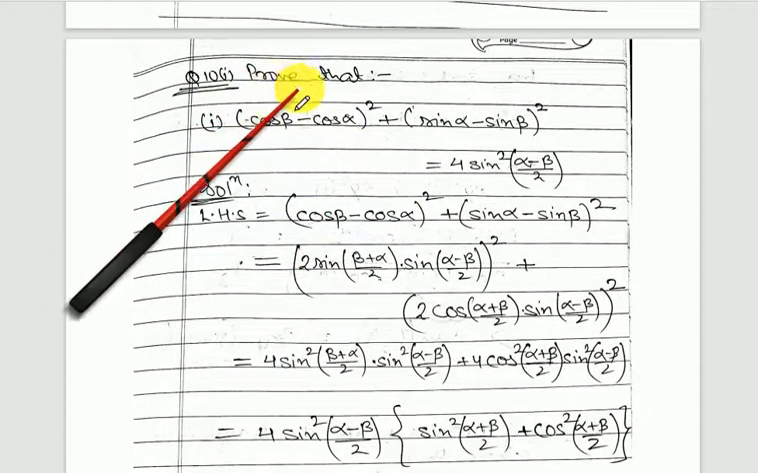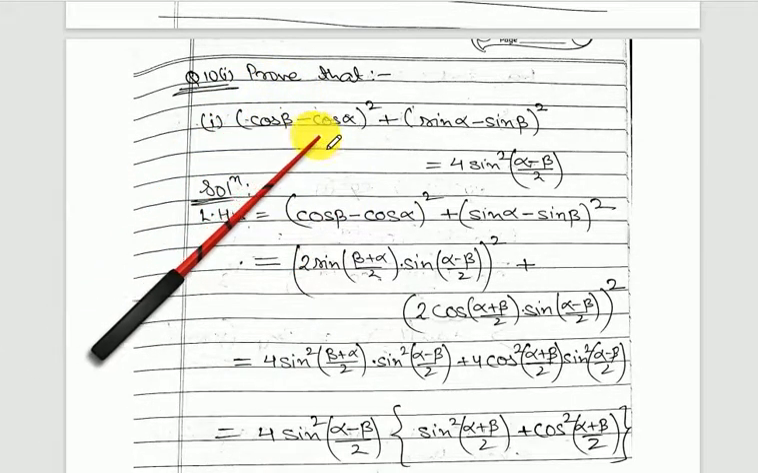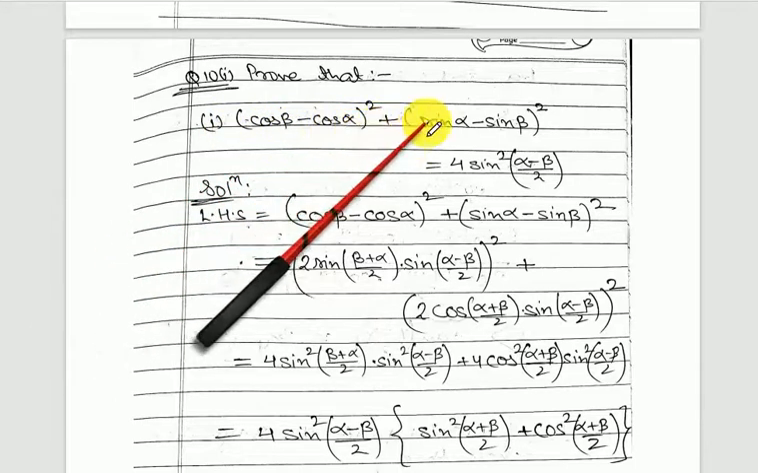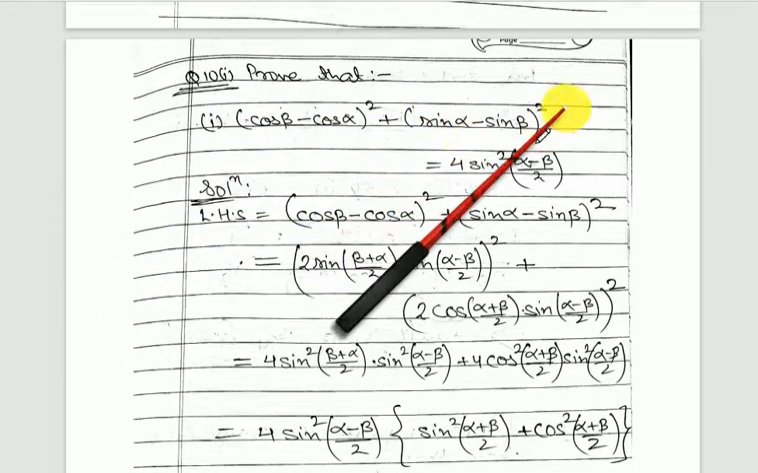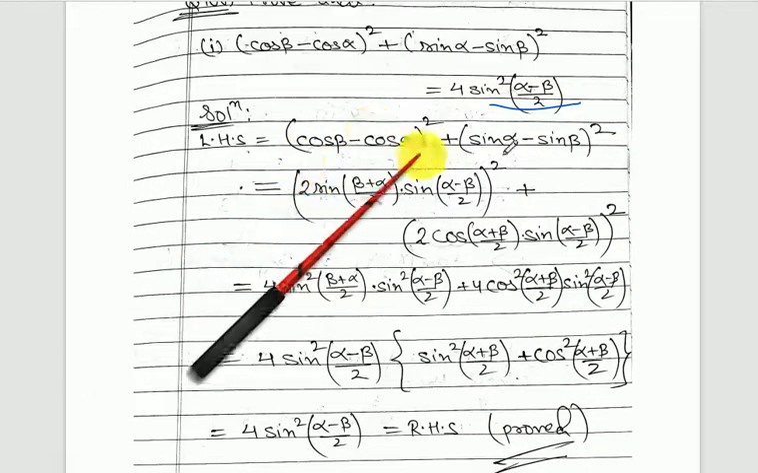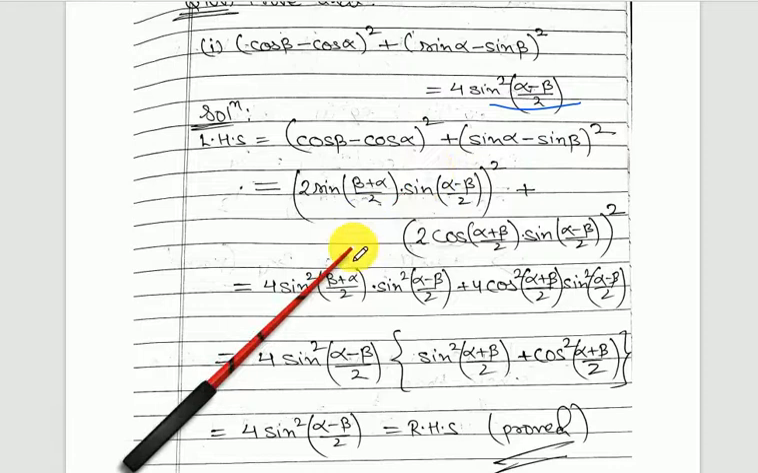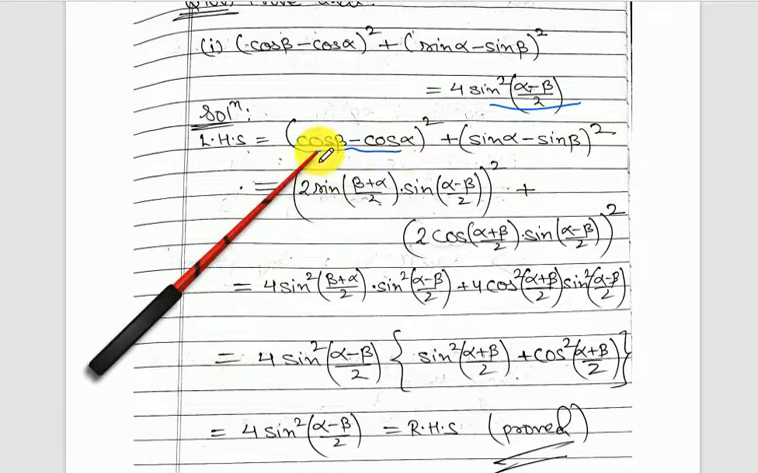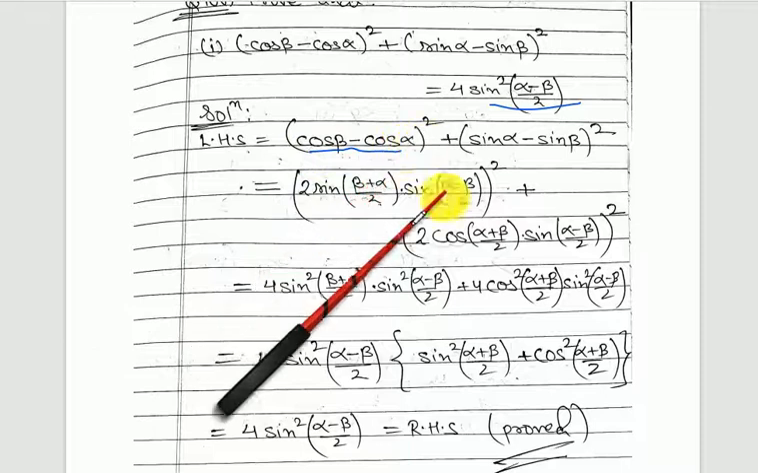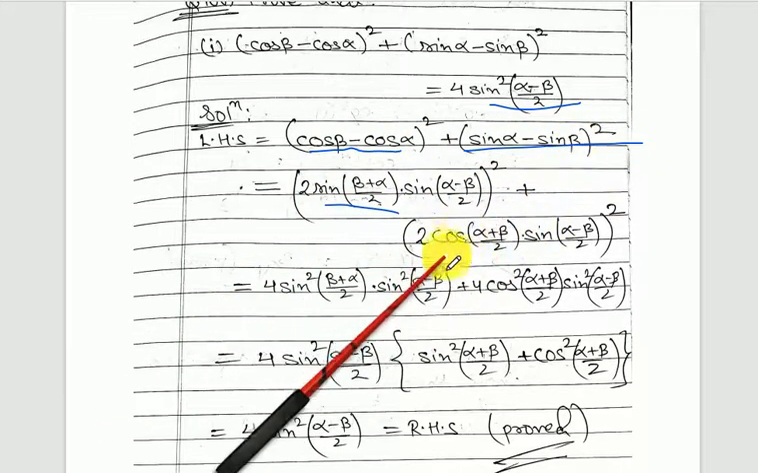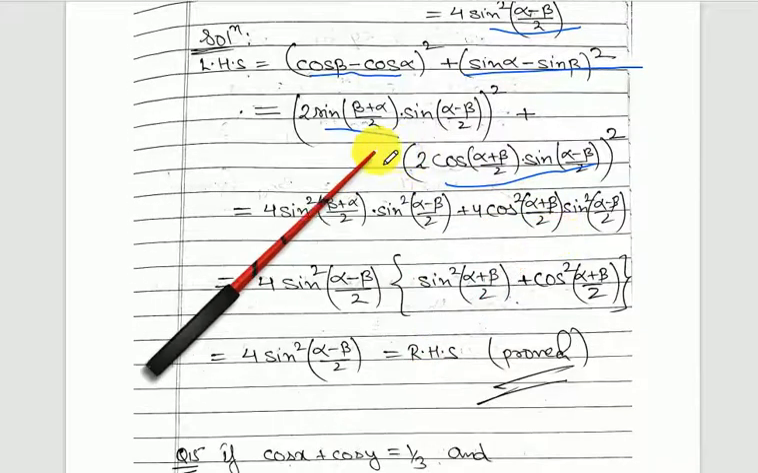Next is prove that (cos α minus cos β) whole square plus (sin α minus sin β) whole square is equal to this. So start with left hand side. And for this part we can use cos C minus cos D formula. We will get this. For this part you will use sin C minus sin D formula. You will get this.